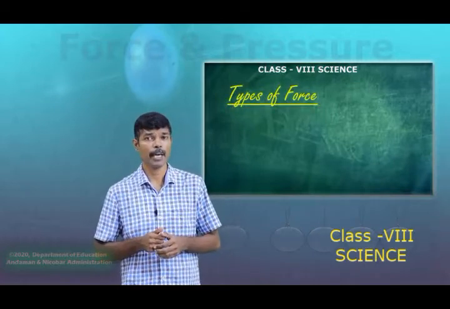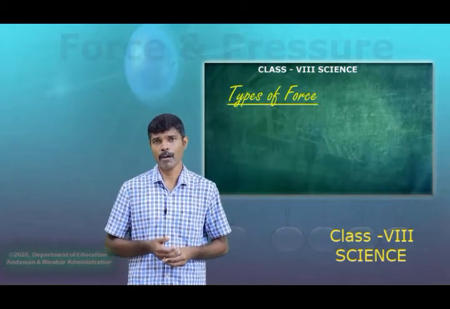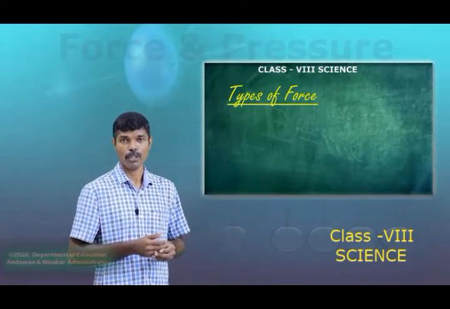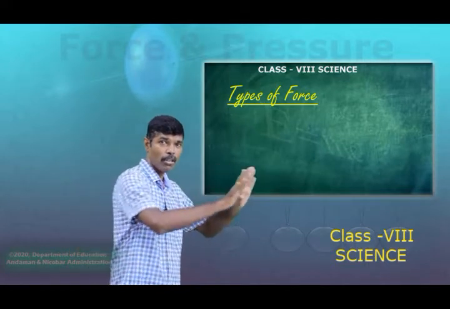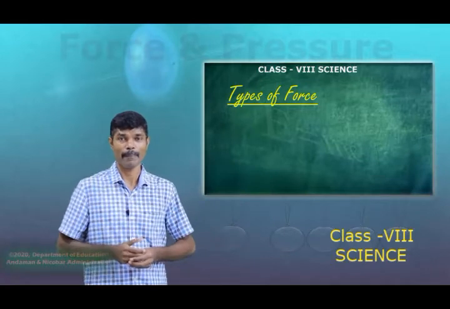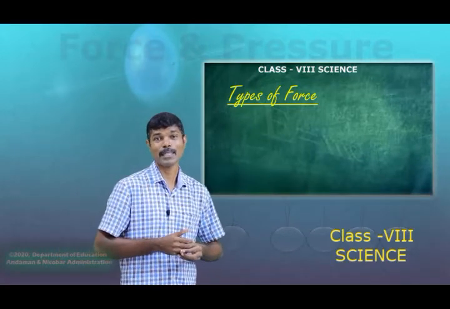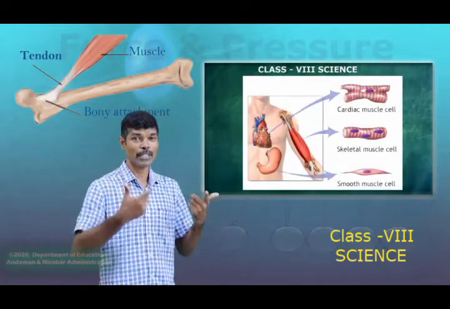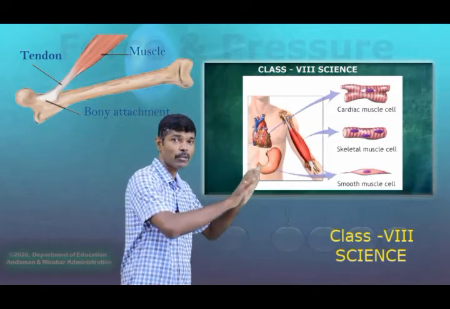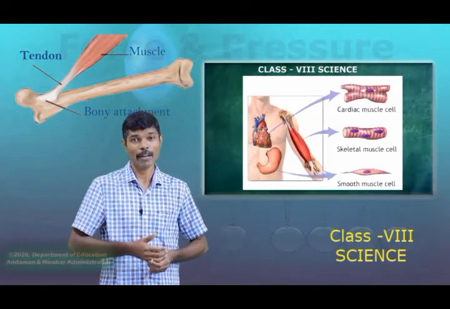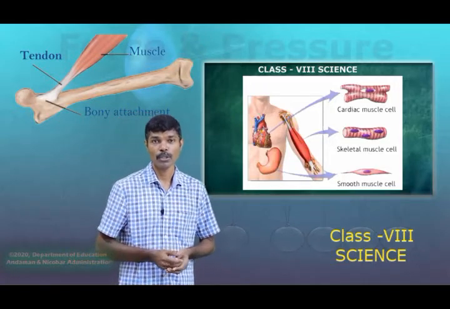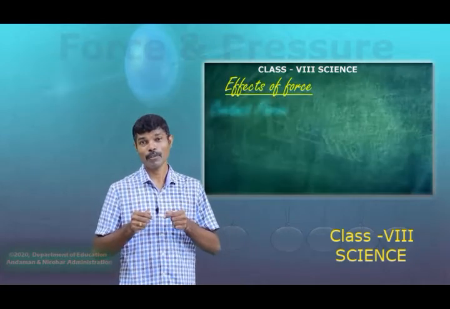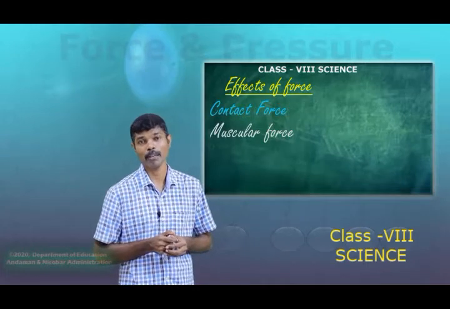Now we will learn the different types of force. Dear children, in order to lift an object or to push a box, we need to apply force, isn't it? When I apply a force on the object, where does the force come from? The force comes from your muscles, the muscular energy. The force which is applied with the help of muscles is acted on the object to make the object move. So this force is called muscular force.